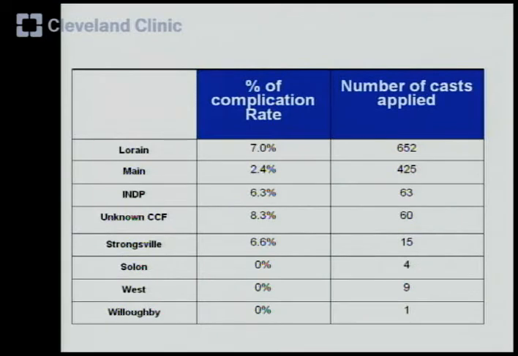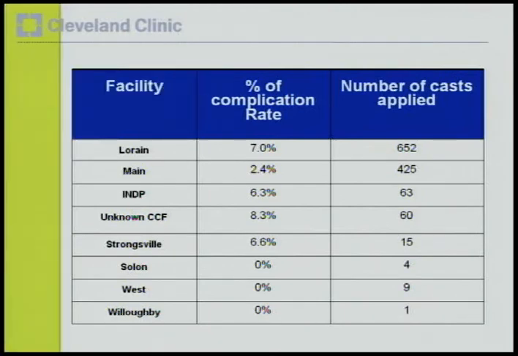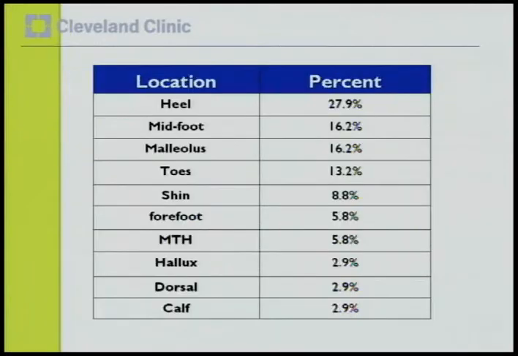The chart shows the number of casts each Cleveland Clinic facility applied from 2005 to 2011 and the total percent of complication rate. The two facilities that applied the most casts are Lorain and Cleveland Clinic main campus. Lorain applied 652 casts with a 7% complication rate, and main campus applied 425 casts with a 2.4% complication rate.